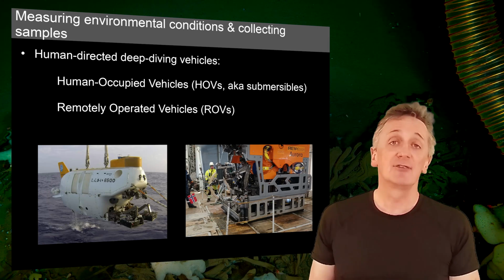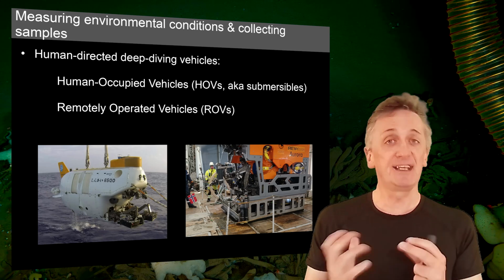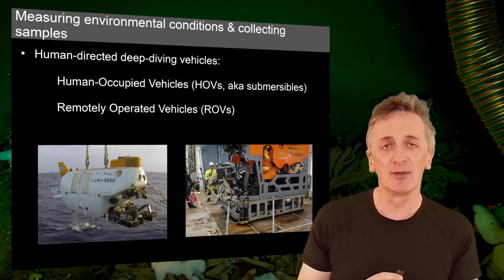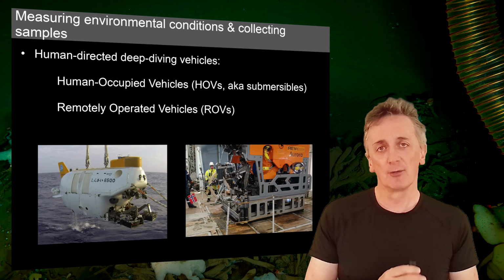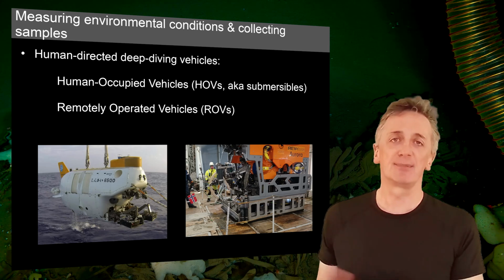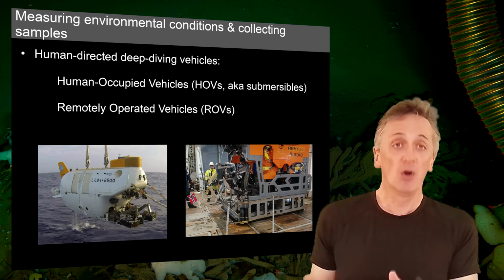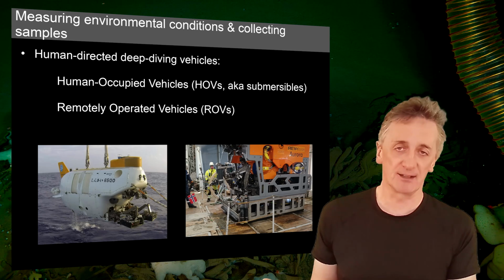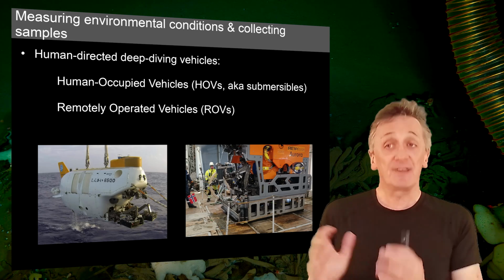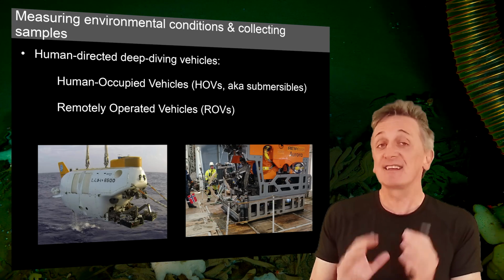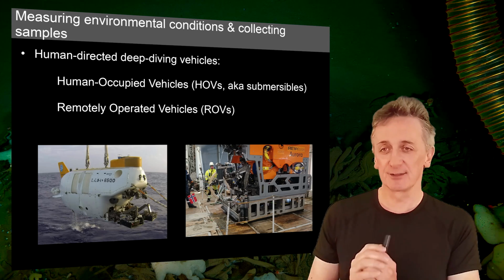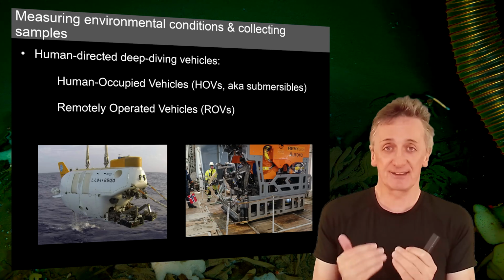And these days, increasingly, remotely operated vehicles. So these are connected to a ship by a cable. We stay on board the ship in a control room, but essentially it's the same. We have manipulator arms for working on the seabed, and cameras as well, of course. Now, these human-directed deep diving vehicles, these are different from autonomous underwater vehicles because they are under our direct control.